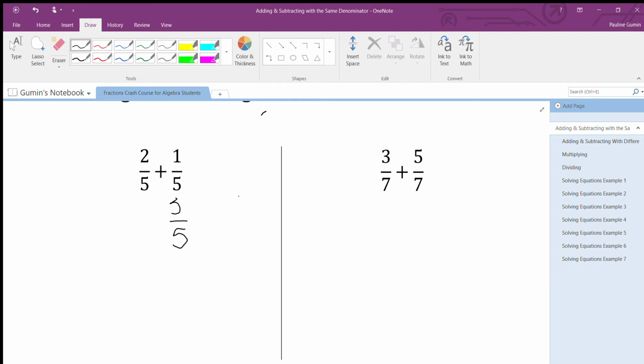Okay, not too bad. Can we reduce this fraction? No, unfortunately not. So this is our final answer. Let's move on to the next one.